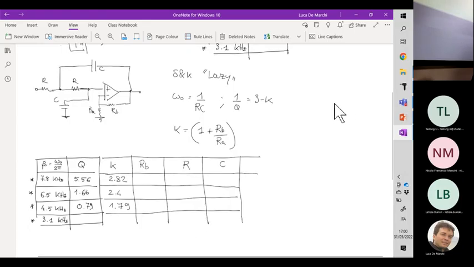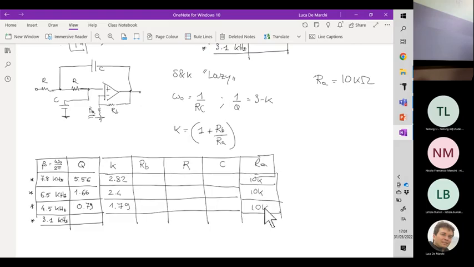Suppose that in your storage, you have a batch of resistors whose value is equal to 10 kilo. So you wanted to use as much as possible this set of resistors. So we will set RA to be equal to 10 kilo for all the configurations: 10 kilo, 10 kilo, 10 kilo.